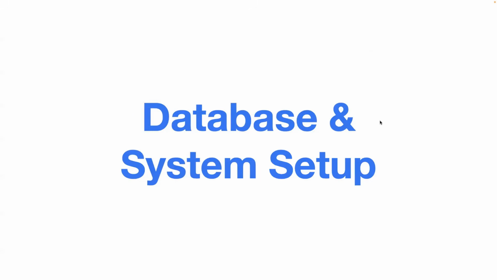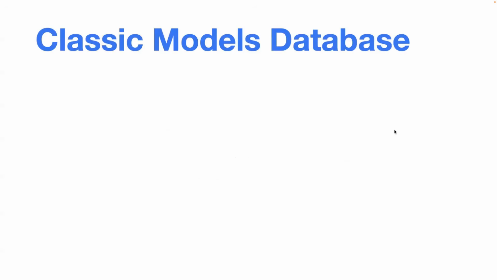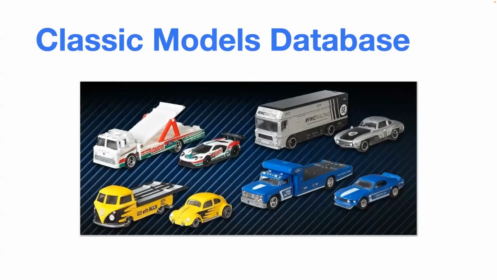Let's talk about the database and system setup that you'll need to do so that you can follow along with this lesson and try out the queries on your own computer. We'll use the Classic Models database to experiment with window functions. Classic Models Incorporated is a fictional distributor of small-scale models of cars, motorcycles, planes, ships, and trains, etc. And here are some of the products that they sell.